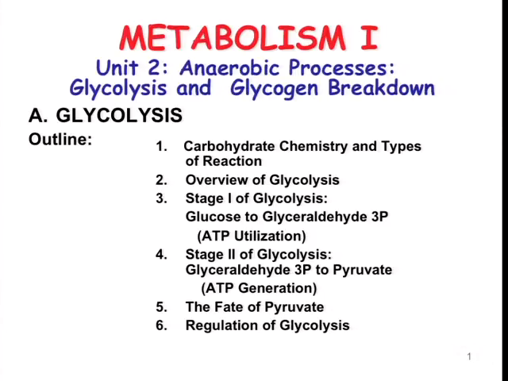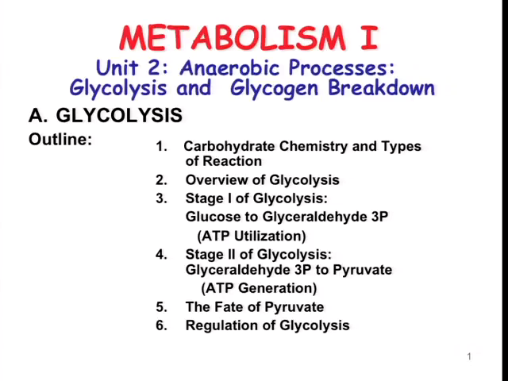What's your overview of glycolysis? It has two stages. We go from glucose to glyceraldehyde 3-phosphate, and this is ATP utilization, which might seem odd because we want to do the complete oxidation of glucose to CO2 and water, and we want to make ATP, but because of the chemistry, we have to actually put some in.